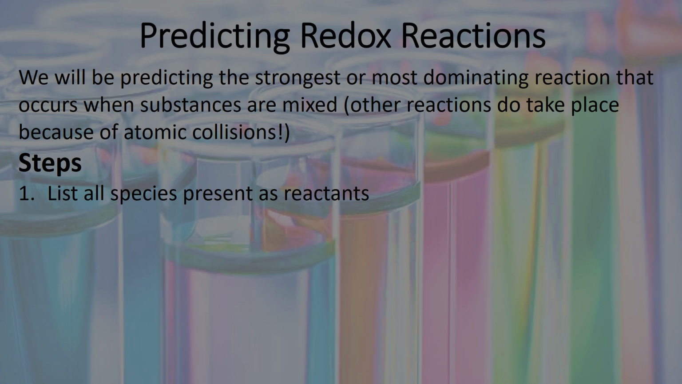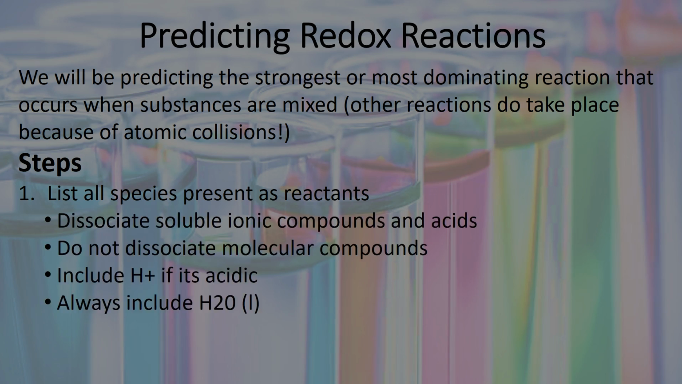When you do this, you need to make sure you're doing some specific things. When they give you the reactants, you have to write out what's there, and you need to follow some rules. Soluble ionic compounds as well as acids will dissociate. You would have learned this last year in Chem 20, right? If I put salt in water, it breaks into sodium and chlorine. If I put an acid in water, we say it breaks apart into hydrogen ions and whatever the anion is. So we need to include that.